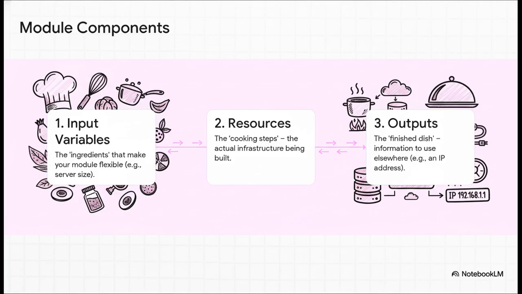And just like any good recipe, a module really has 3 main parts. First, you have your input variables. These are your ingredients, right? The things you can change each time, like the server size or the region. Then you have the resources. These are the cooking steps, the actual Terraform code that's going to build your stuff. And finally, you have outputs. This is your finished dish, all that valuable information, like a server's IP address that you'll need to use somewhere else.